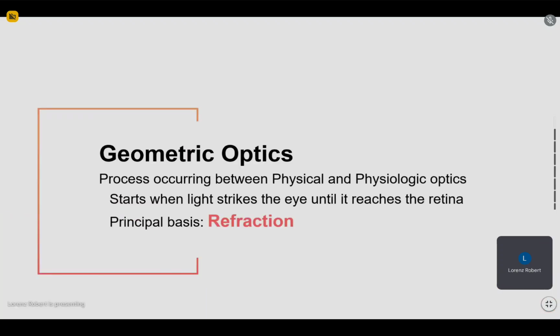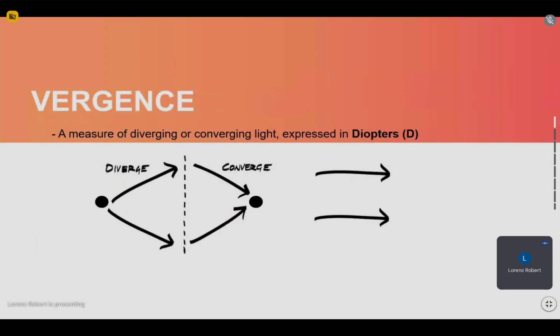So again, what we're focusing on this afternoon is geometric optics. It's the process that occurs between physical and physiologic optics. It begins when light strikes the eye until it reaches the retina. Beyond the retina is outside the scope of this afternoon's discussion. The basis of geometric optics is refraction.